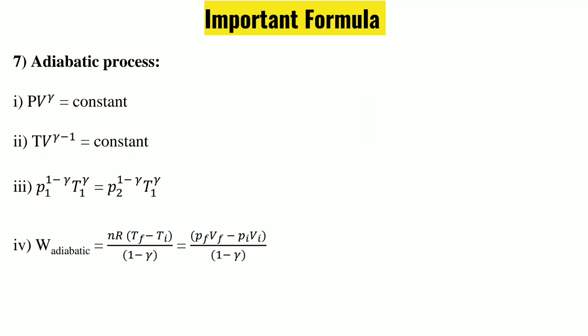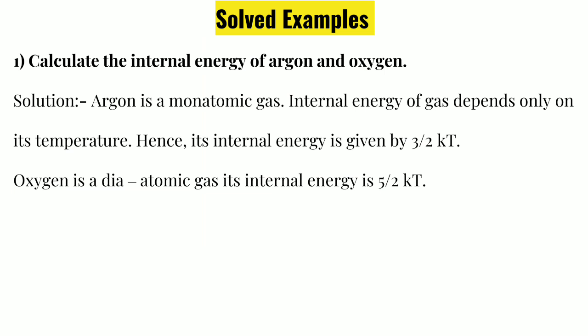These are the formulas for the adiabatic process. We have already done the derivation of this. PV raised to gamma is equal to constant, where gamma is called the adiabatic ratio. Adiabatic ratio means the ratio of specific heat at constant pressure to specific heat at constant volume. The adiabatic process has one more formula, that is TV raised to gamma minus 1 is equal to constant. We will be using all these formulas, so let us start with the solved examples.